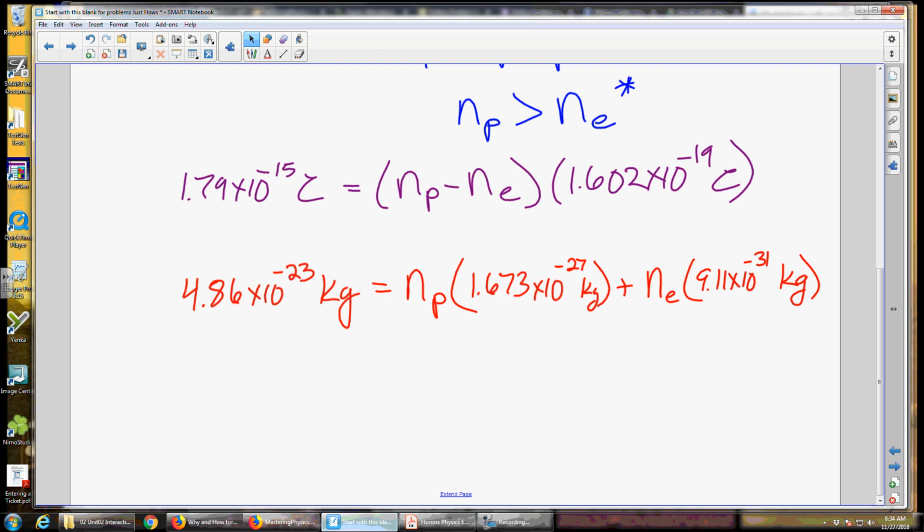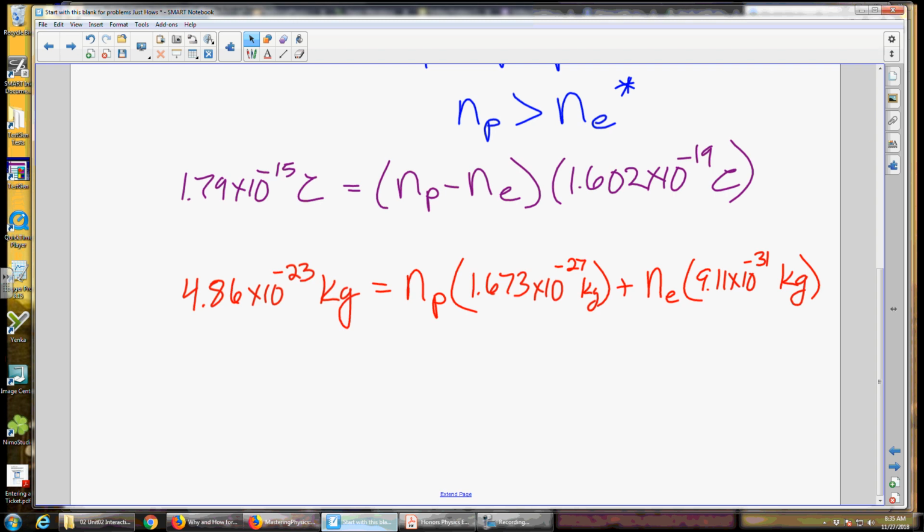I've got two equations, and how many unknowns in each equation? There's two. So if I have two equations and I have the same two unknowns in both equations, is it solvable? Yes. So you can use whatever math method you would use to solve that.